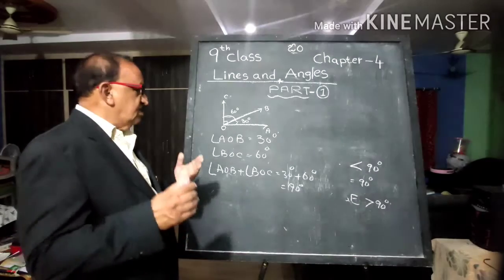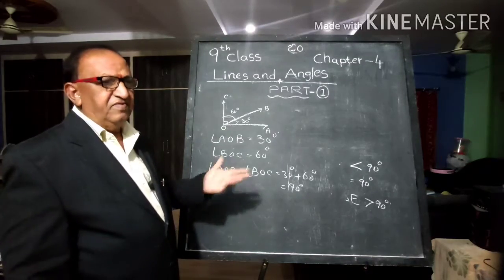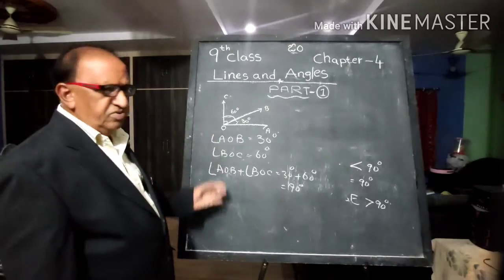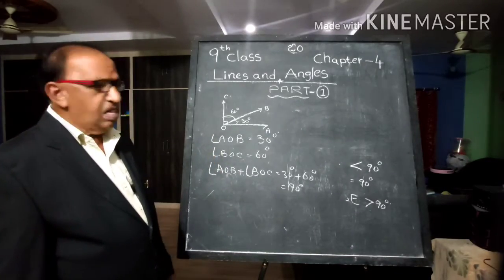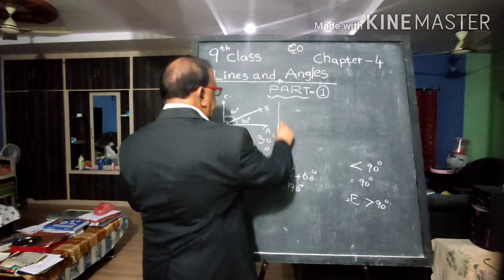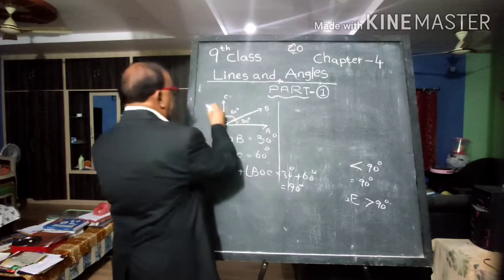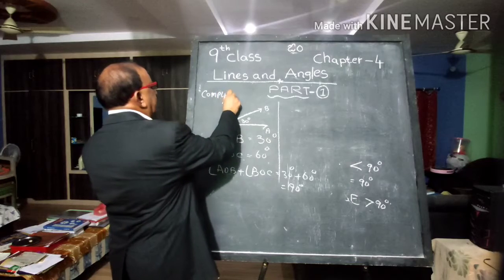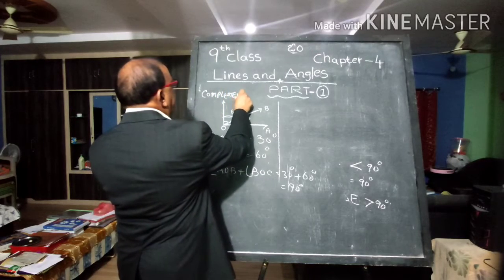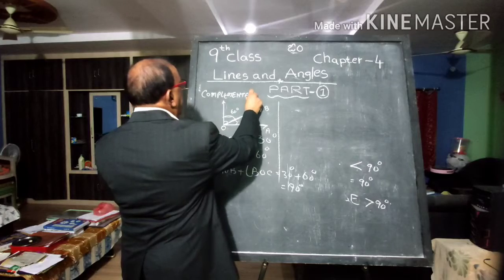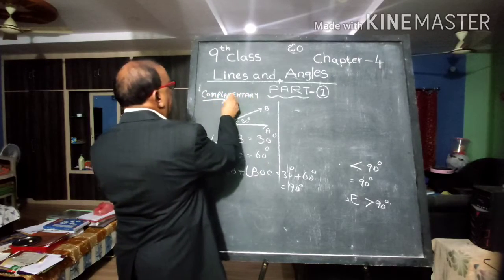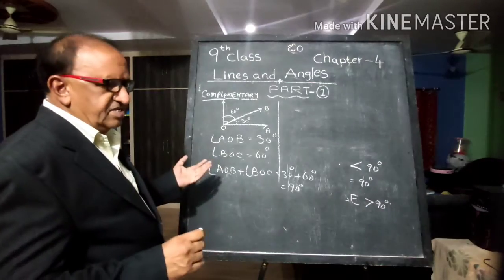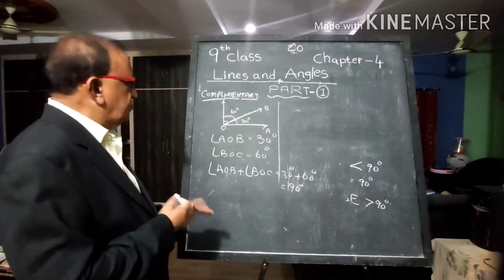That means if one is 40, the other one is 50. If one is 10, the other one will be 80. So that's how complementary angles are defined. Then the other one is supplementary angles. These are complementary: COMPLEMENTARY. So you have to divide it so that you can easily understand the spelling.